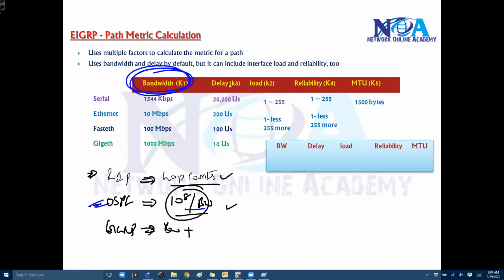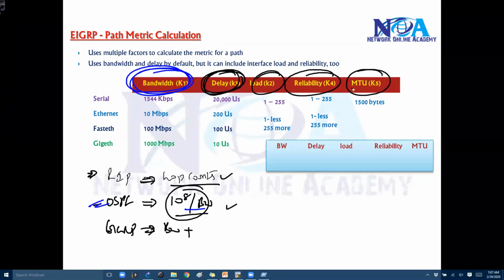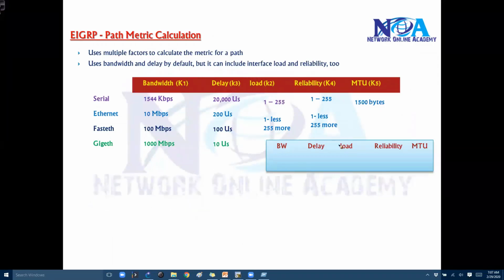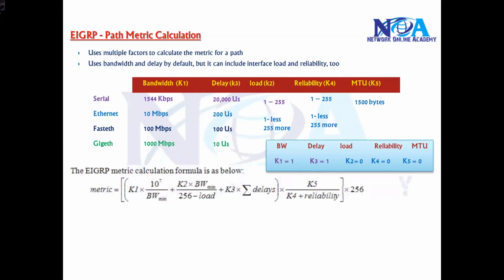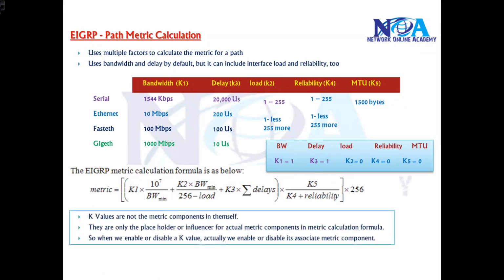So technically, there is something called bandwidth. Delay is also used. I'll come to this. What is delay? Load, MTU, and reliability. So these are the 5 different values it uses in the calculation, and technically we call them K values: K1, K2, K3, K4, K5. And there is a formula for this. Anyway, we don't need to use this formula. Automatically the router will do these calculations based on the values.